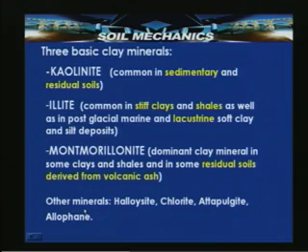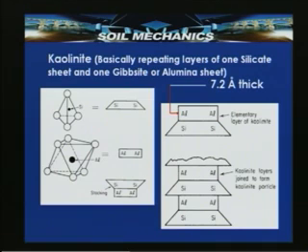So, in this slide we have seen different clay minerals. Let us discuss one by one the three important clay minerals which will be introduced in this particular lecture: kaolinite, illite and montmorillonite. As discussed, kaolinite is formed with repeating layers of one silicate sheet and one gibbsite sheet or alumina sheet. Here the elementary layer of kaolinite is shown.